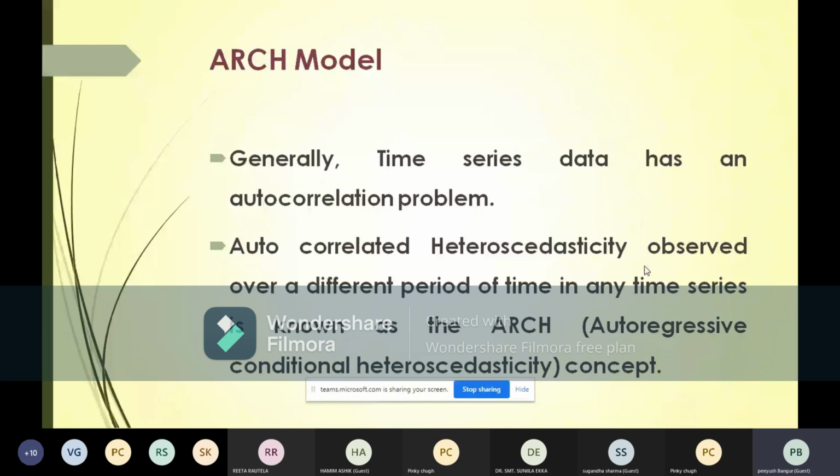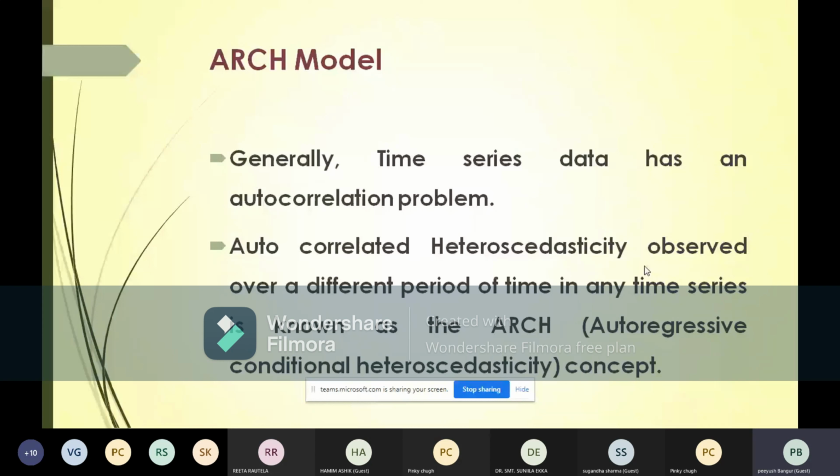The full form of the ARCH model is autoregressive conditional heteroskedasticity. This is what the meaning is. The autoregression is required in such a model, and the heteroskedasticity is also required. Heteroskedasticity of what? The residual variance, or the variance of the residual of your series. That is the most important aspect when it comes to the ARCH model.